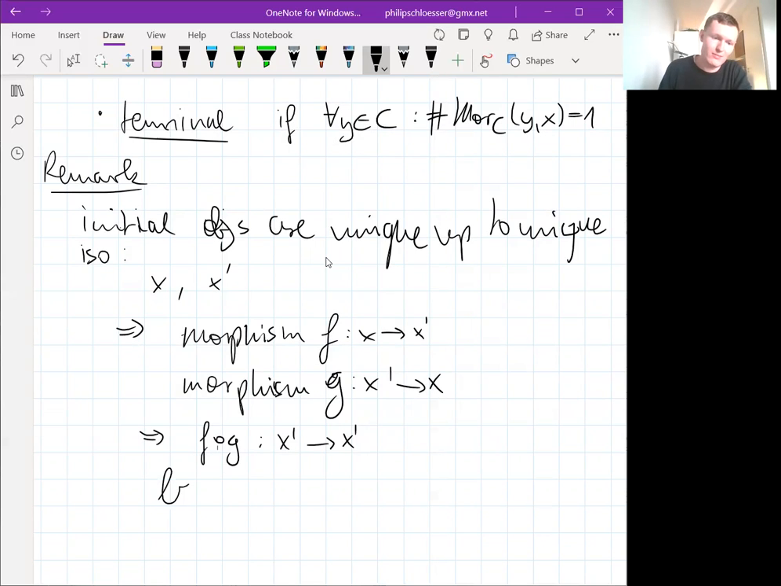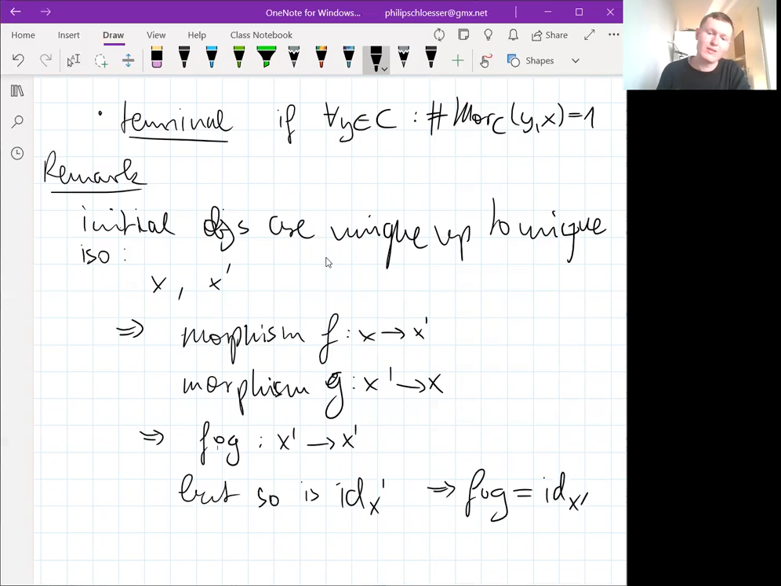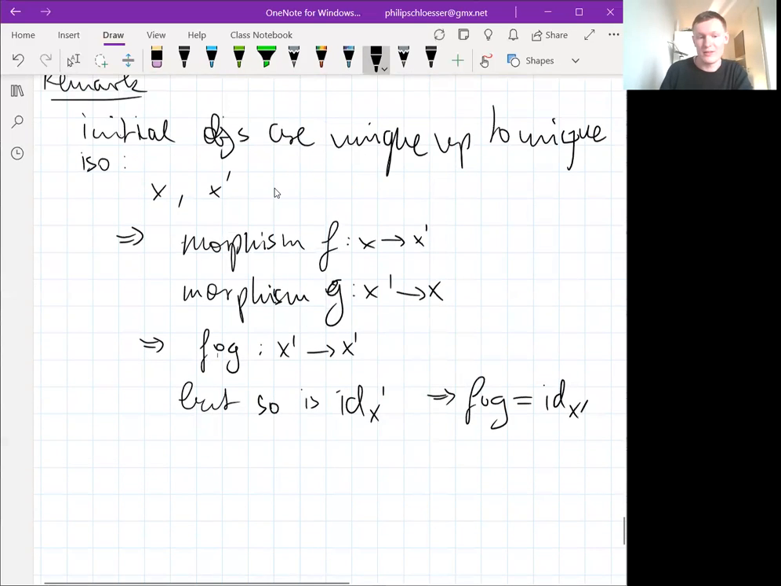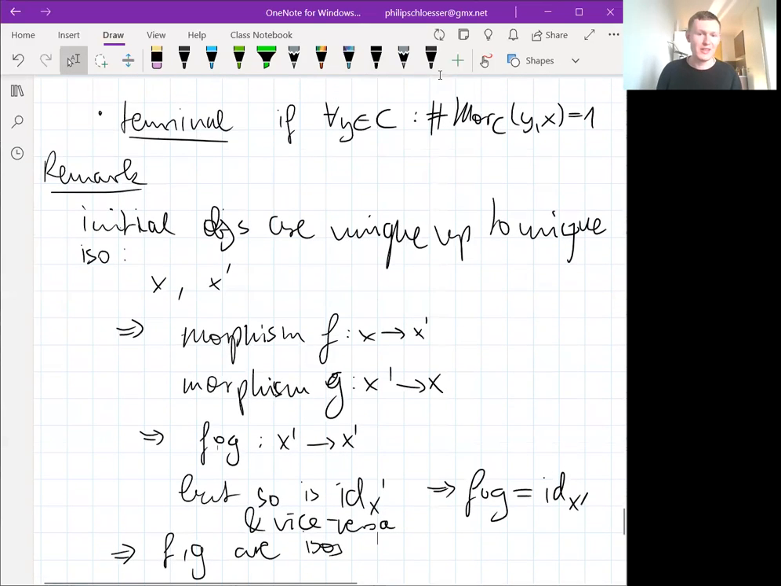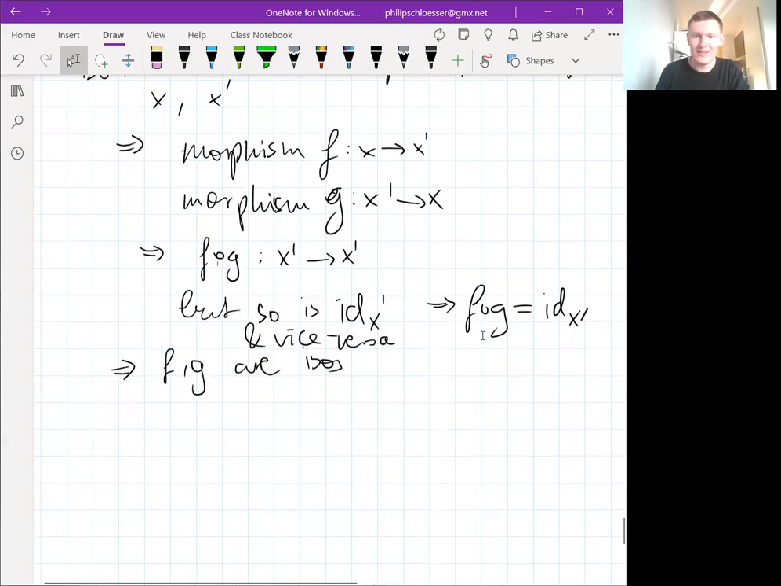So F after G is the identity of X prime, and the other way around. So this shows that F and G are isos. And since F and G were unique, this is the unique isomorphism part. And by reversing all of the arrows, we get the similar statement for terminal objects.